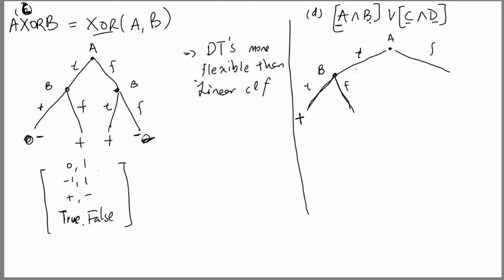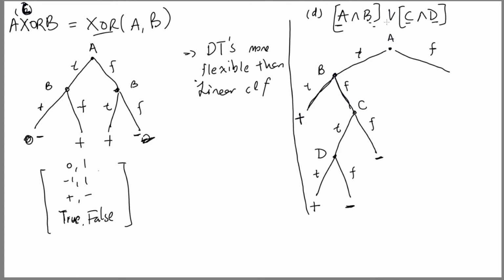But if B is false, then you rely solely on the second term. So we split on C. Now, if C is false, then we can immediately return a negative or a 0 here, because that means that the first condition is false and the second condition is false. But if C is true, then we need to continue on and look at D. If D is true, we can return positive, and if it's not, we return negative.